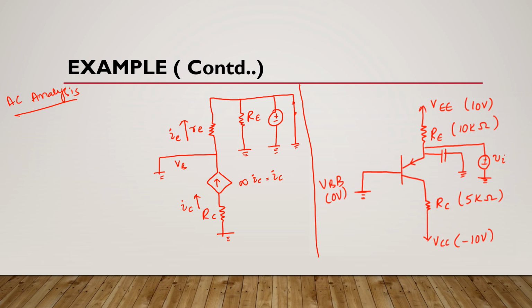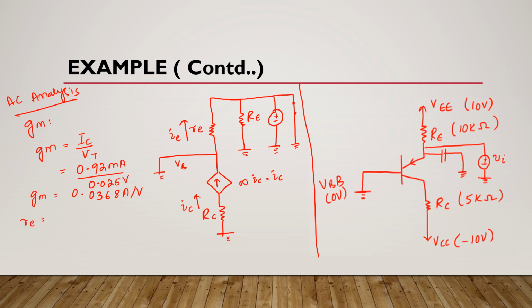Okay, now first we will find transconductance here. We know that transconductance is equal to collector current divided by thermal voltage. Here collector current is 0.92 milliamperes, and we know that thermal voltage is 0.025 volts. It means transconductance is equal to 0.0368 amperes per volt.